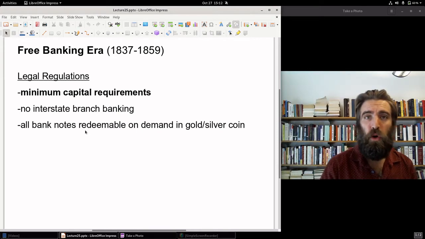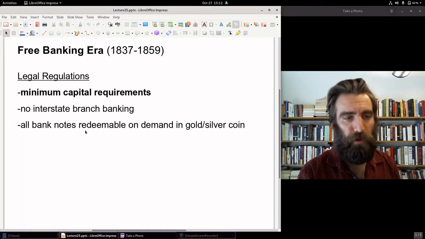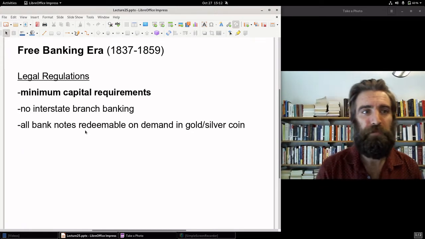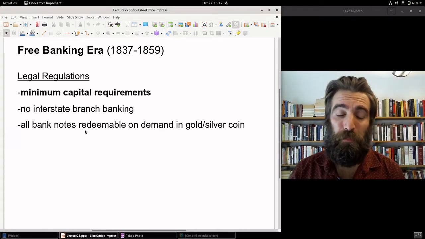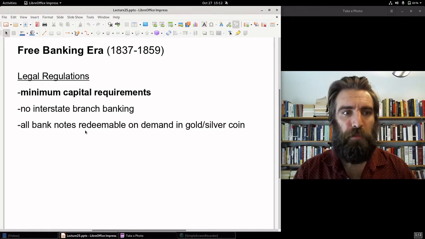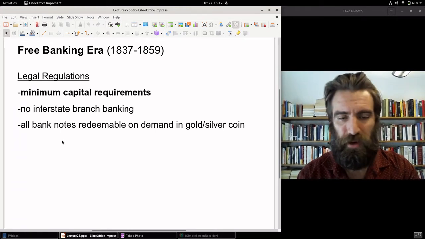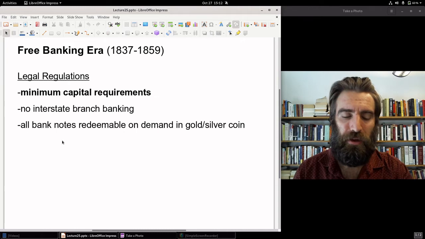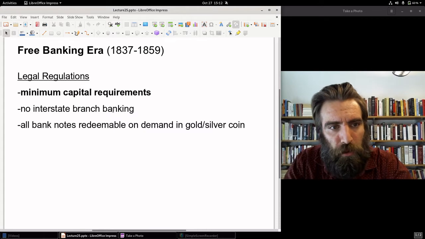Another regulation, there was no interstate branch banking. So if you were a bank in New York, you could only branch in New York. If you were a bank headquartered in Philadelphia, you could only branch in Pennsylvania, and so on. And in some states, they actually prevented intrastate branches, meaning you couldn't even branch within your own state. But no interstate branch banking. Like today, you'll find Wells Fargo branches in multiple states, probably every state in the union, Bank of America, MidFirst Bank, the one I bank with, they have branches in Colorado and Arizona and in a few other states. Not so in this era.